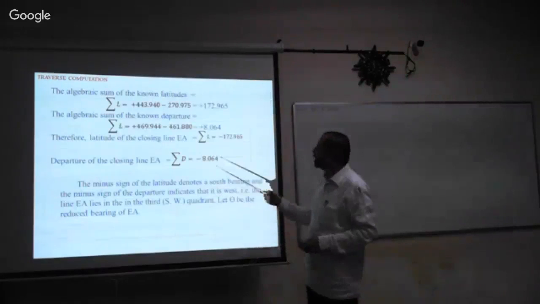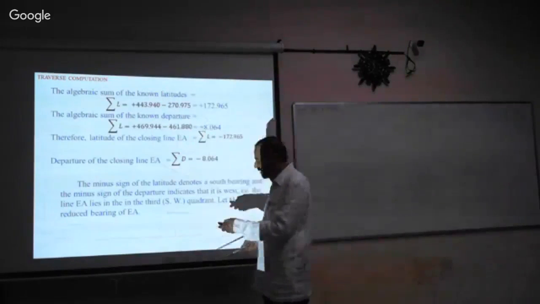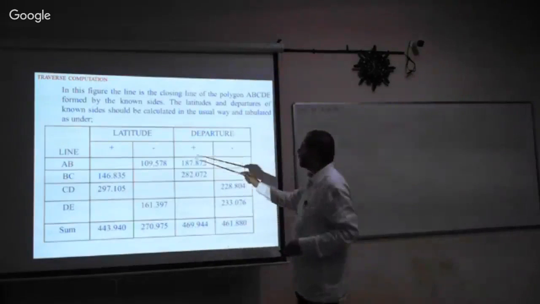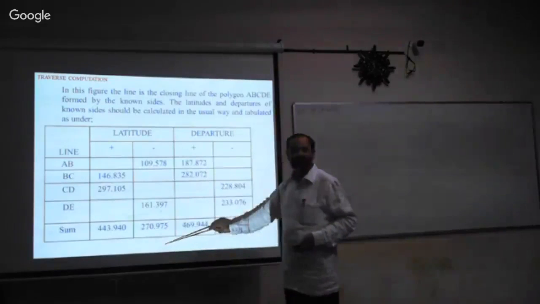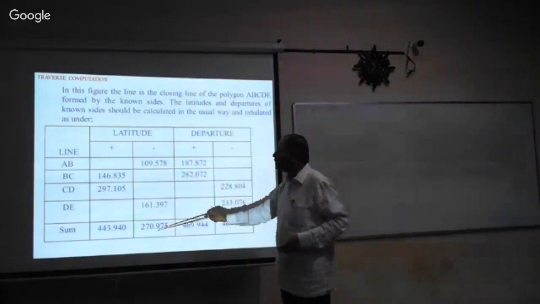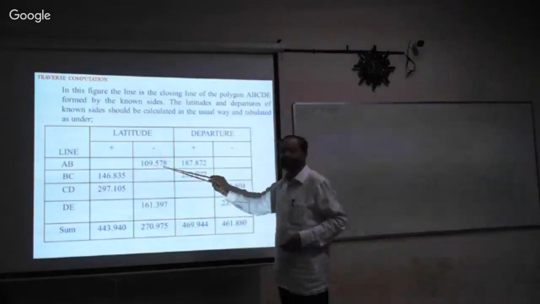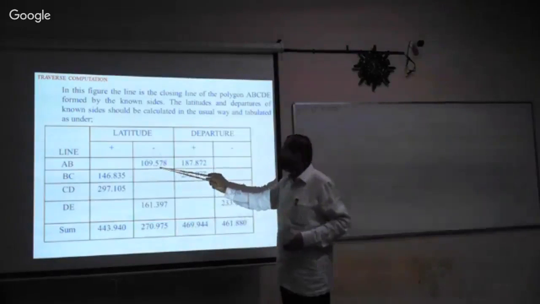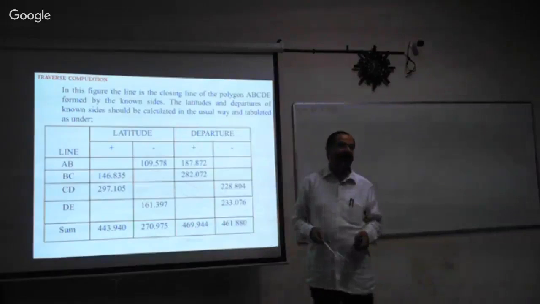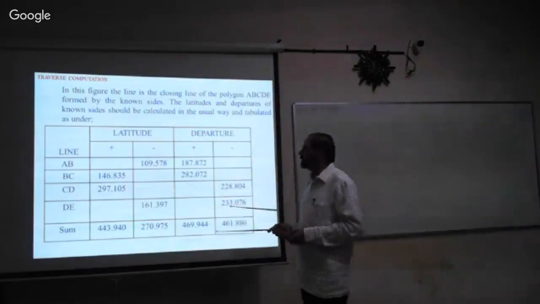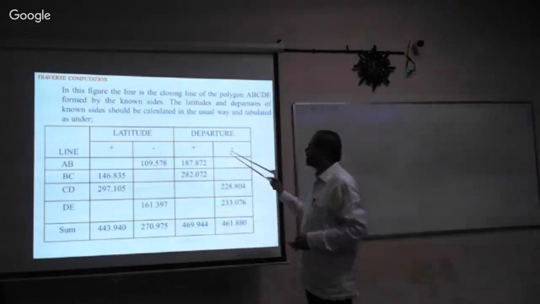Now, after doing this, let us calculate the sigma L, that is, sigma latitude. Sigma latitude positive and sigma latitude negative: the negative is southward and the positive is northward. The algebraic sum of these two will give the sigma L, the latitude of the error. And this is the departure.